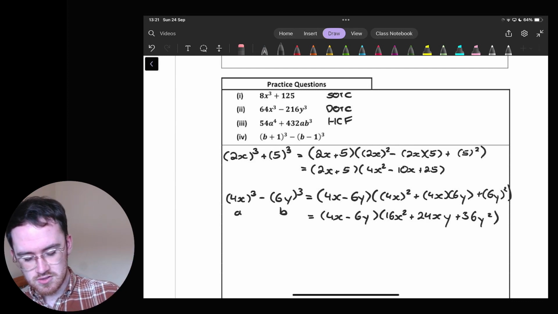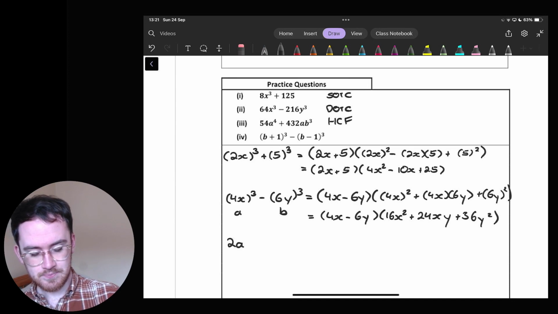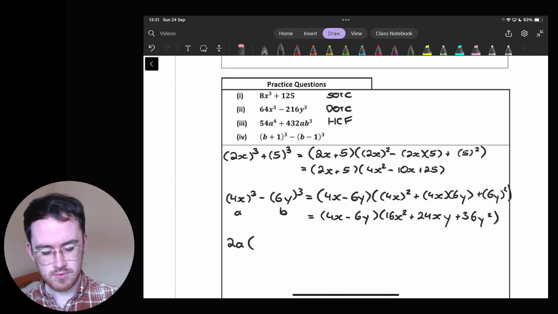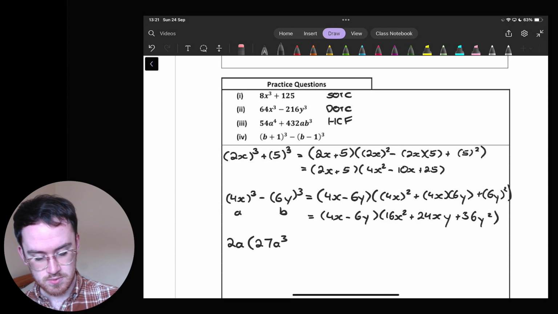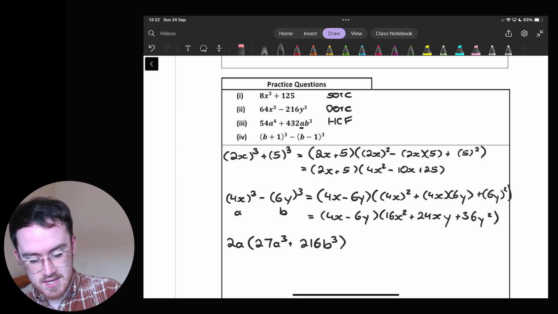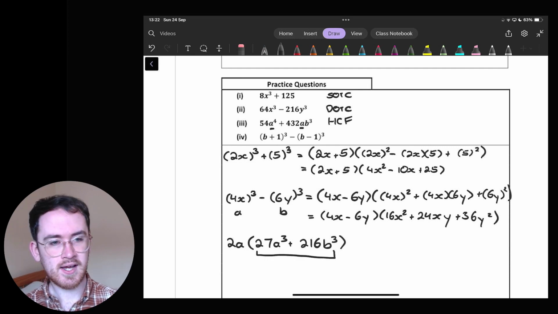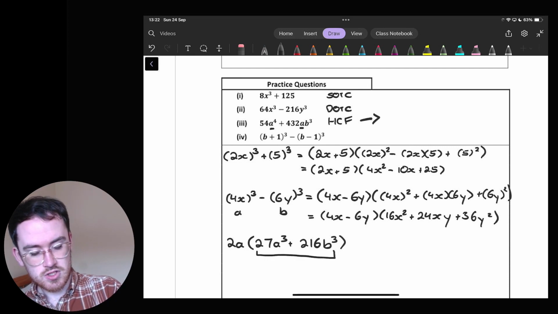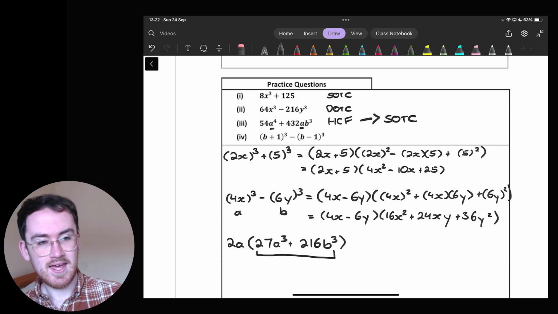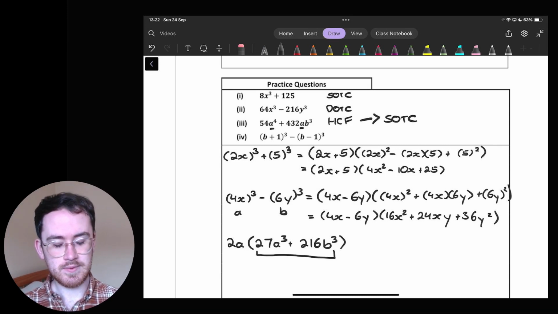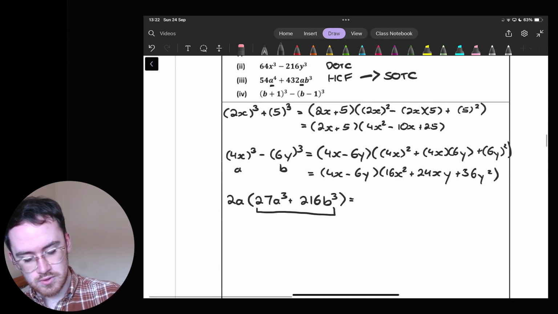So we can take out a factor of, we'll try maybe 2a. If I take out a factor of 2a, that's going to give me 27a cubed plus 216b cubed. We're able to take out the a there as well because it's ab cubed and it's a to the power of 4 here. So now we can see that what we're left with in our brackets here is a difference of two cubes, or a sum of two cubes. So we were correct in saying it's a highest common factor first, but then it will be a sum of two cubes. So we're going to rewrite as before.